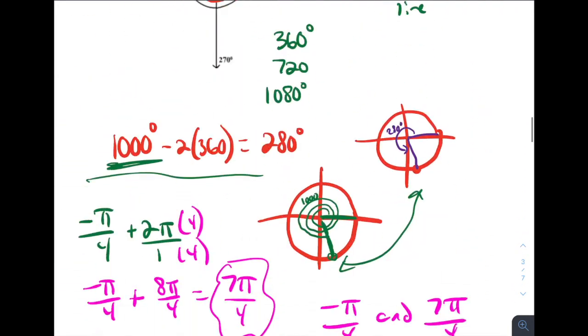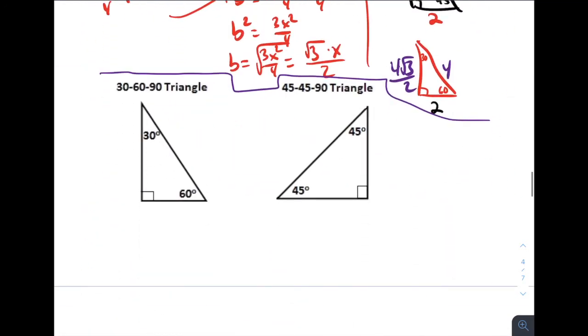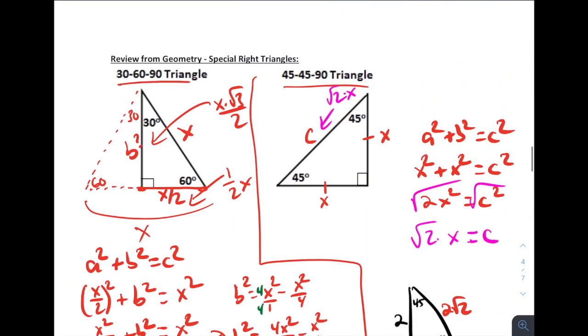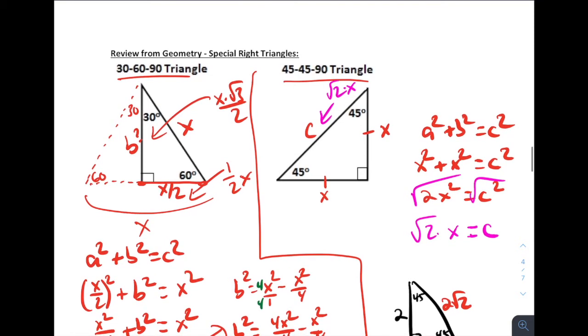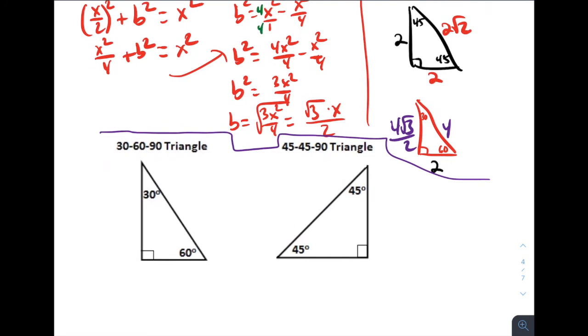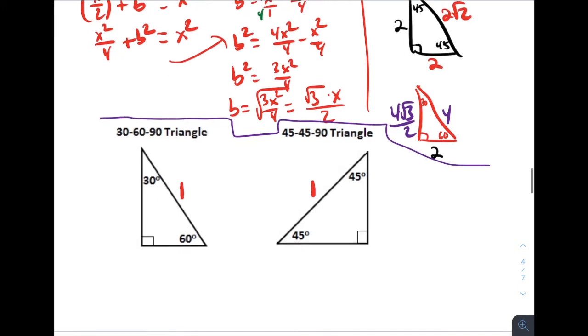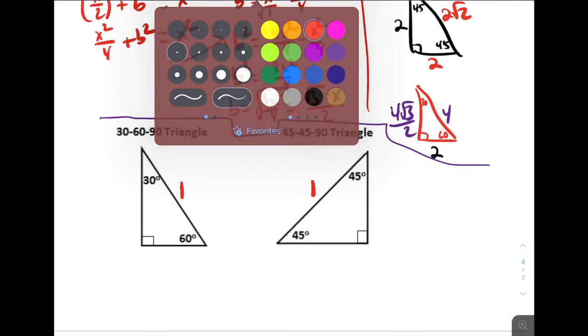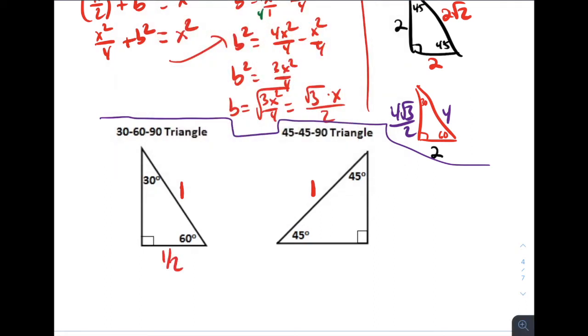Since we're going to be using a lot with our unit circle here, I want to do these exact same relationships that we found for 30, 60, 90 triangles and 45, 45, 90 triangles, our two special triangles, specifically with a hypotenuse of 1. Well, how would that look? In our 30, 60, 90 triangle, if this is 1, then this is half of that length. So half of 1 gives us a side length of 1/2 down here.